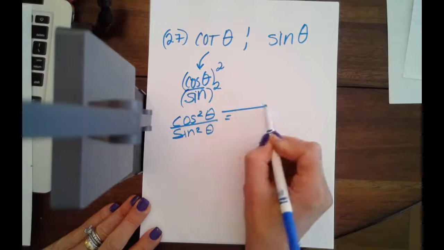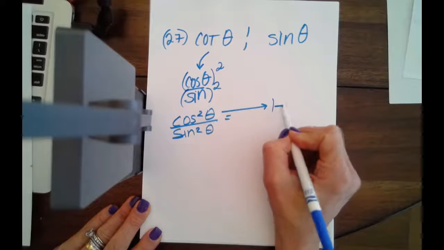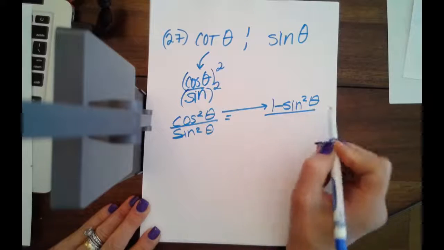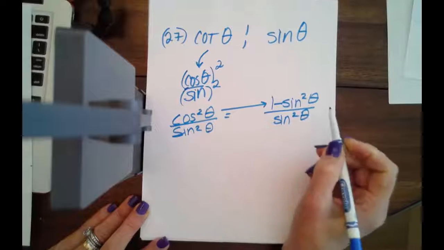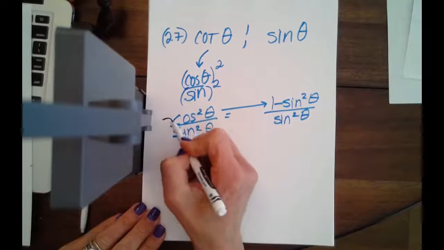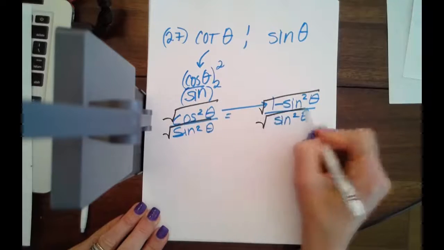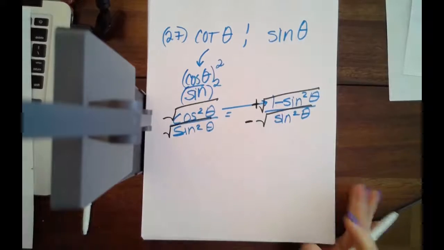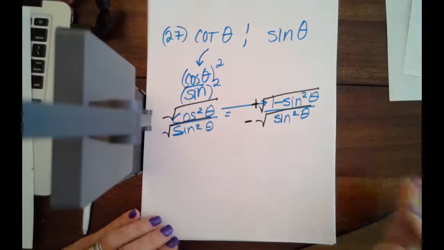Well, I know that cosine squared of theta, if you look at the variation of Pythagorean, is 1 minus sine squared of theta. Okay, that gives me what I need there. And then sine squared of theta is already in terms of sine, so it's going to stay there. Alright, now I need to revert back and get rid of this, right? And I'm going to take the square root of both sides, so plus or minus. Okay, I'm not solving here. Remember, I'm just trying to convert or transform.